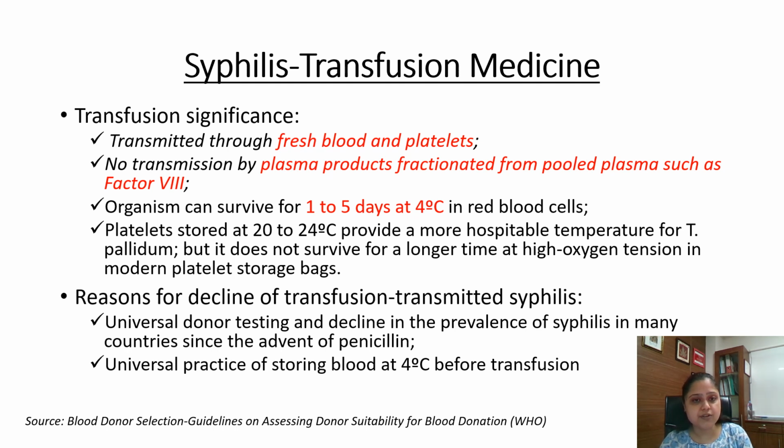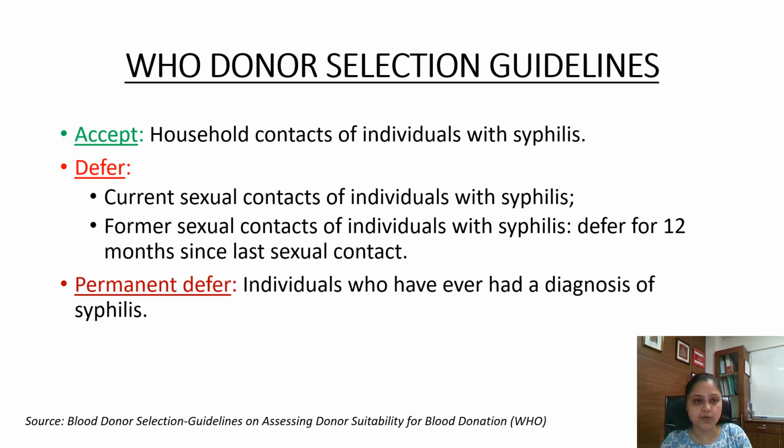There is no transmission noted by the plasma products fraction from the pooled plasma. Now, if we see in today's era, there are multiple reasons which have led to the decline of transfusion transmitted syphilis, and these are as follows. The implementation of universal donor testing, and of course with the advent of the antibiotic penicillin, there is a decrease in the prevalence of syphilis in many countries. And last but not the least, the universal practice of storing blood at 4 degrees Celsius before transfusion.